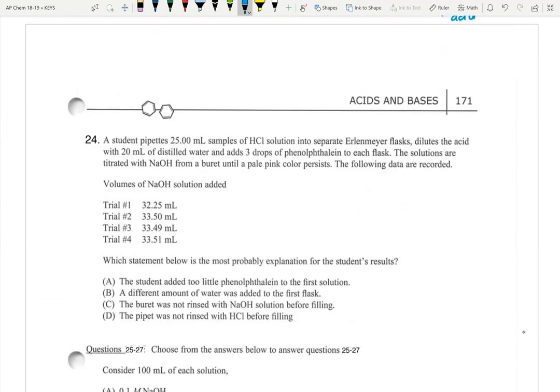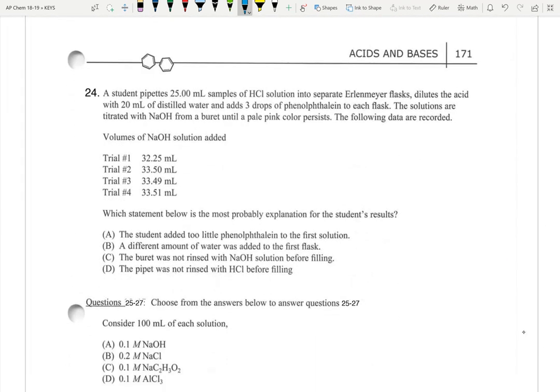All right, hitting the end here. 24. It's describing to you a lab scenario. A student pipettes 25 milliliter samples of hydrochloric acid into separate flasks. So you had 4 different samples for 4 trials. Adds to the acid 20 milliliters of water. And then add 3 drops of phenolphthalein, which is that colored indicator.